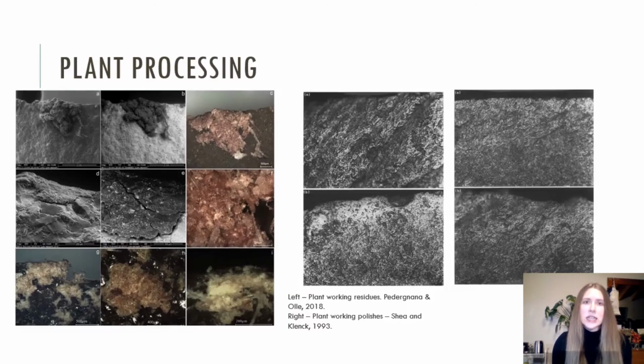Plant processing can leave behind residues as well, which present as clumps of fine fibered material, with the appearance largely dependent on the type of plant worked. In addition to this residue, woodworking and plant processing also produce a bright polish on the surface of stone tools.